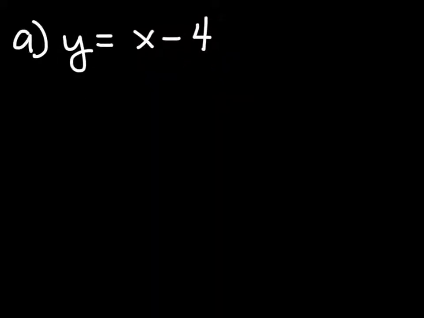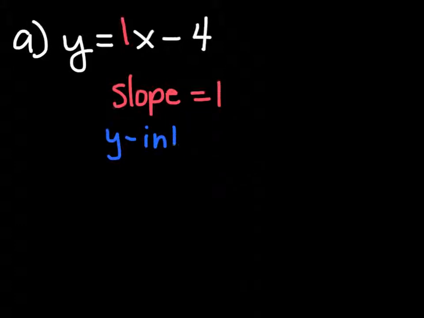Let's identify the slope and y-intercept of the line with this given equation. y equals x minus 4. Remember, the x has an invisible 1 in front of it. Therefore, our line has a slope of 1 and a y-intercept of negative 4.